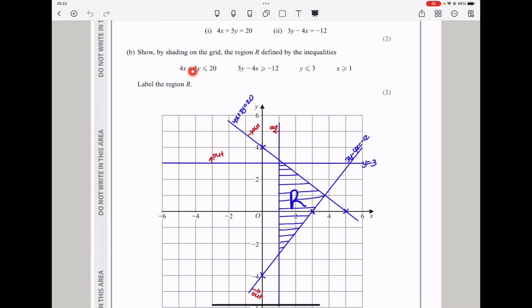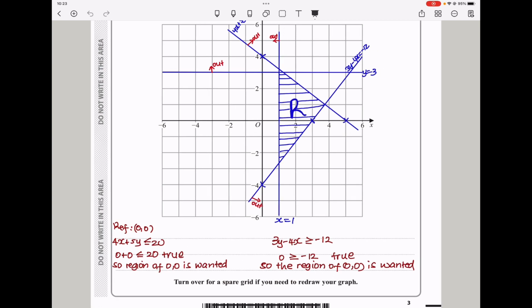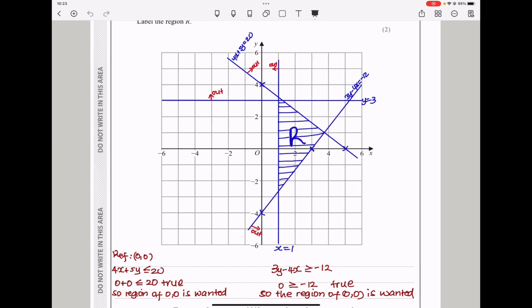So to find the region that is wanted, which is 4x + 5y ≤ 20, you have to go to the line 4x + 5y = 20 and find the corresponding wanted region. For that, I refer to the point (0, 0), which is the origin, this point here, to see if this region is in the wanted region or not. Referring to the point (0, 0), for 4x + 5y ≤ 20 it should be 0 + 0 ≤ 20, and this is true. 0 is less than 20, therefore the region (0, 0) for that specific line is in the wanted region.